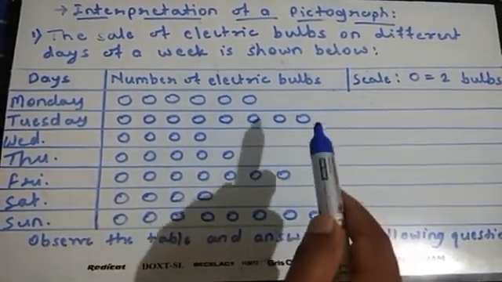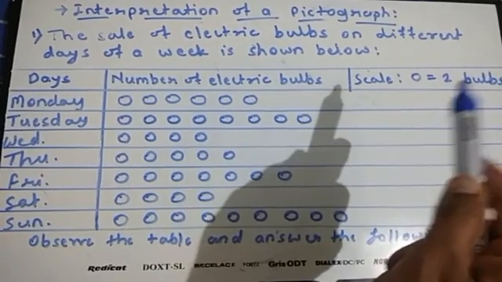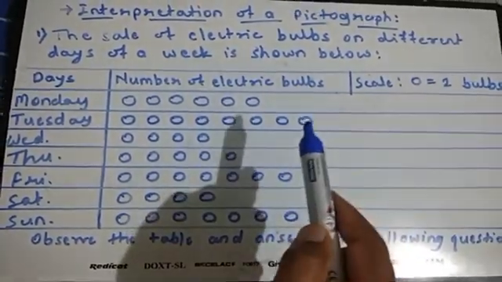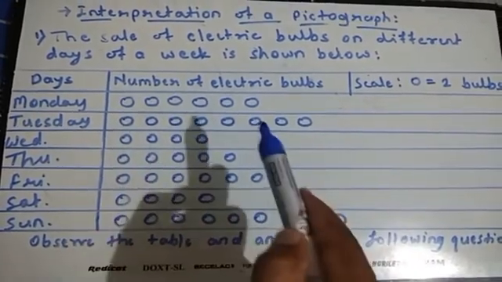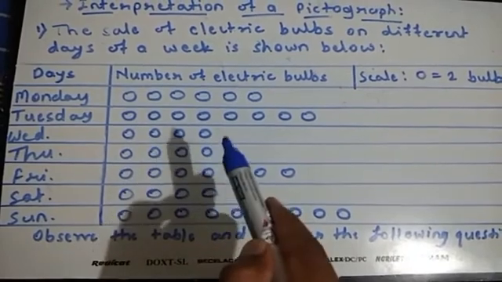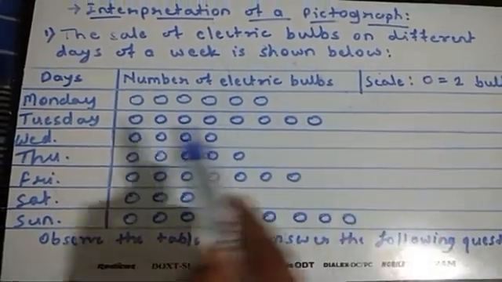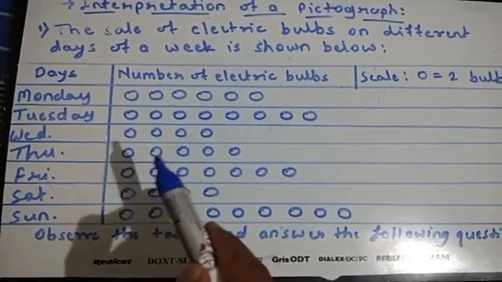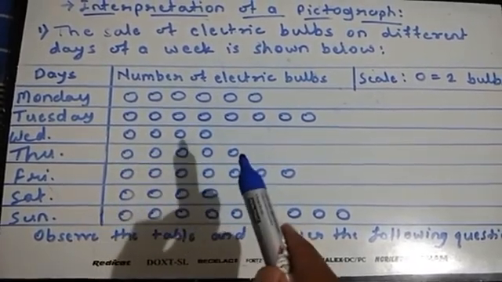8 circles and one circle is equal to 2 bulbs. Therefore, 8 2s are 16. So what was the sale on Tuesday? 16. On Wednesday, see 1, 2, 3, 4. 4 2s are 8. So, sale on Wednesday is 8. On Thursday, 1, 2, 3, 4, 5. 5 2s are 10. 10 bulbs.